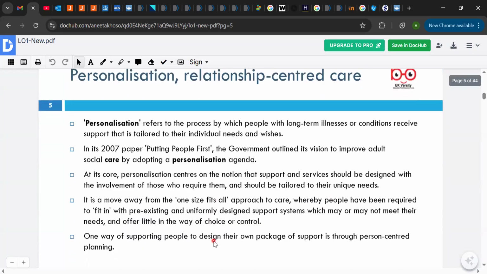And then personalization, relationship-centered care. So what is personalization? It refers to the process by which people with long-term illnesses or conditions receive support that is tailored to their individual needs and wishes. There was a paper, Putting People First, in 2007. The government outlined its vision to improve adult social care by adopting a personalization agenda. So what was it at its core? It centers on the notion that supports and services should be designed in a way that they involve those who require them, and they should be tailored to their unique needs.